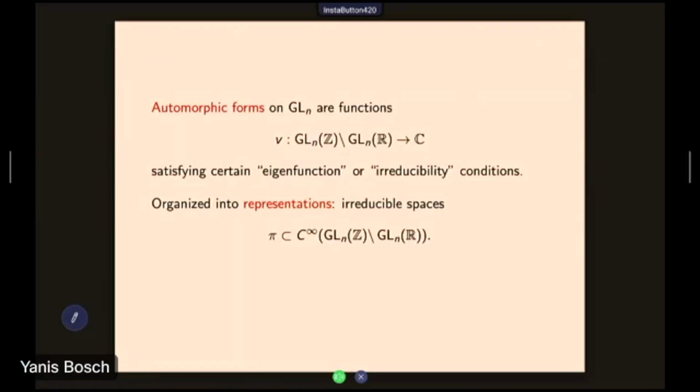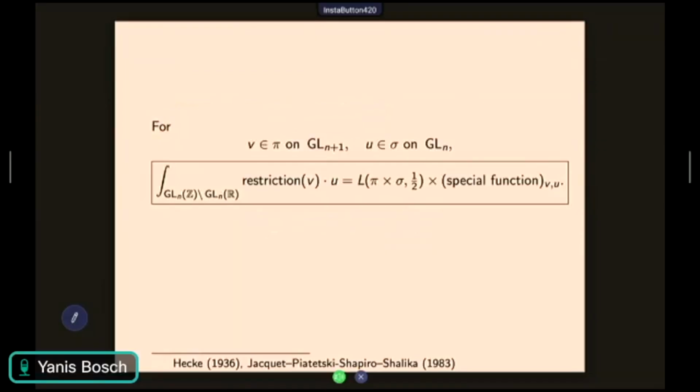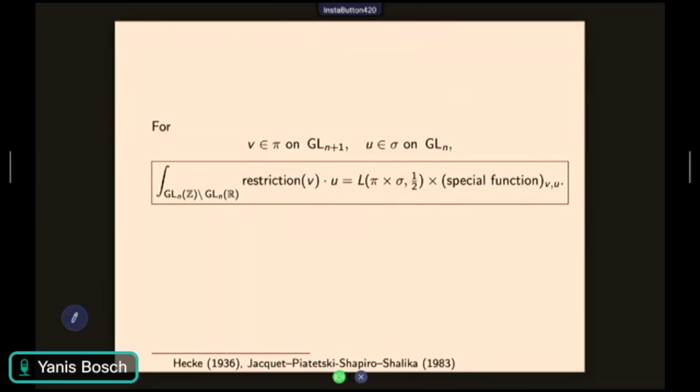So when we want to write down integral representations of automorphic forms in higher rank, these usually involve, at least in these examples, a pair of groups, say GL_{N+1} and GL_N. A bit of notation here: just for the time being, I'll use pi for the representation on the big group, sigma for the representation on the smaller group, and then V and U for the automorphic forms in the two representations.